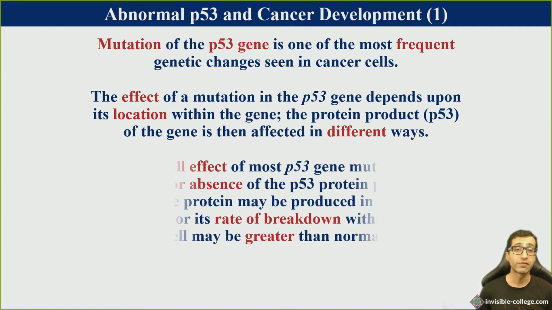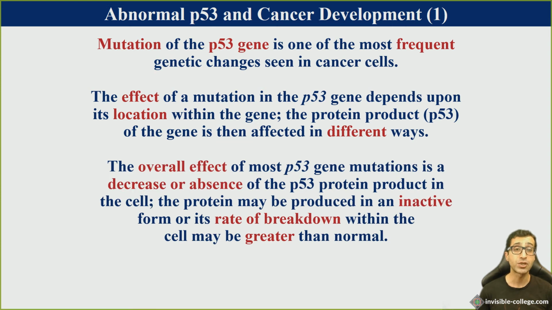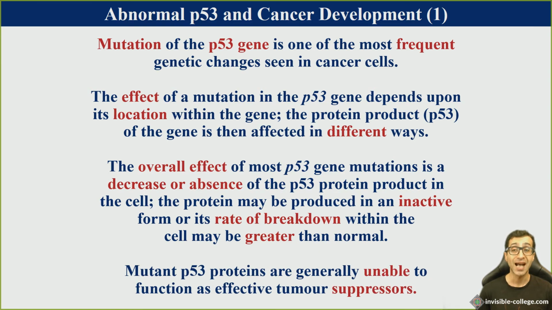Now, the overall effect of most p53 gene mutations is either a decrease or the absence of the p53 protein product in the cell. Now, the protein may be produced in an inactive form, or its rate of breakdown within the cell may be greater than normal under conditions of a gene mutation in the p53 gene. So mutant p53 proteins are generally unable to function as effective tumour suppressors.